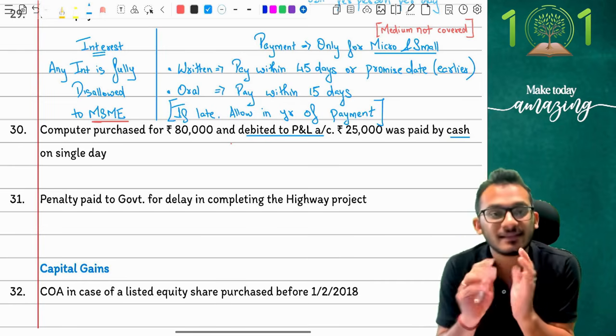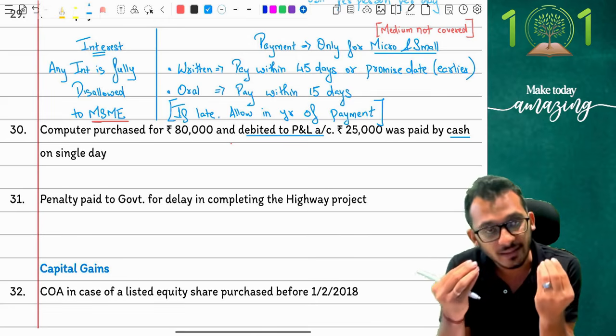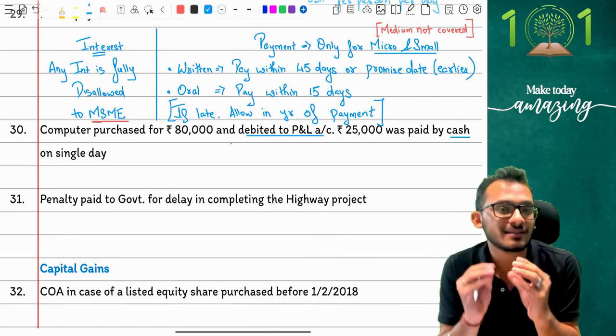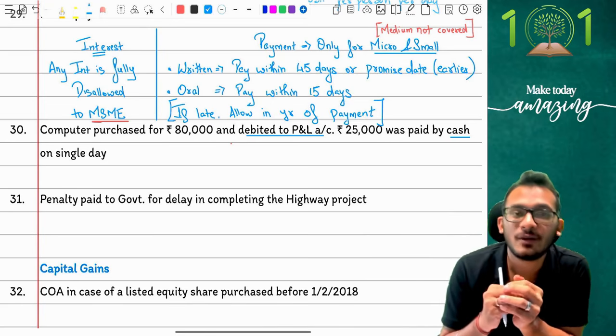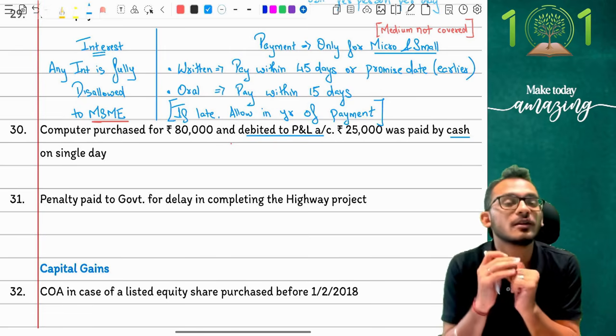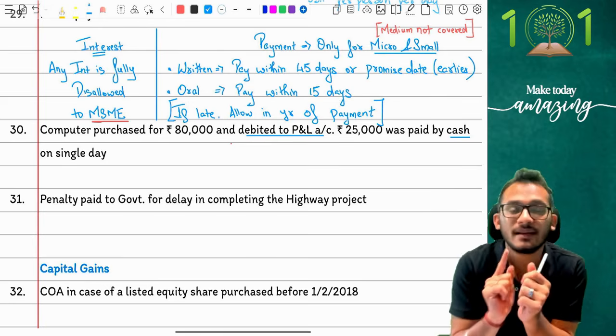People start realizing that yes, cash payment of more than 10,000 has been made and therefore should be disallowed. I agree, I'm not denying that. But let's understand first. The question is very simple: why on earth is a computer debited to the P&L account? Doesn't a computer look like an asset to you? If a computer looks like an asset, how is it there in the P&L?